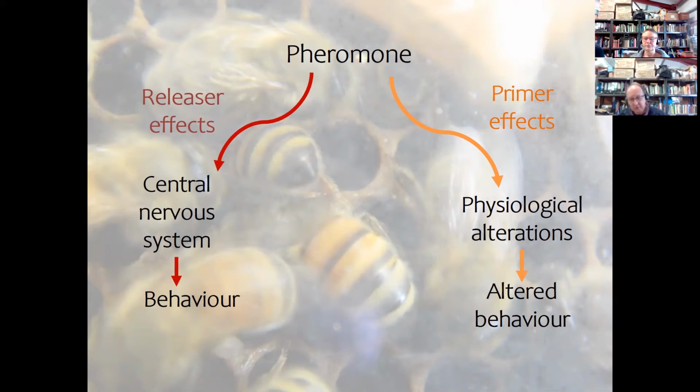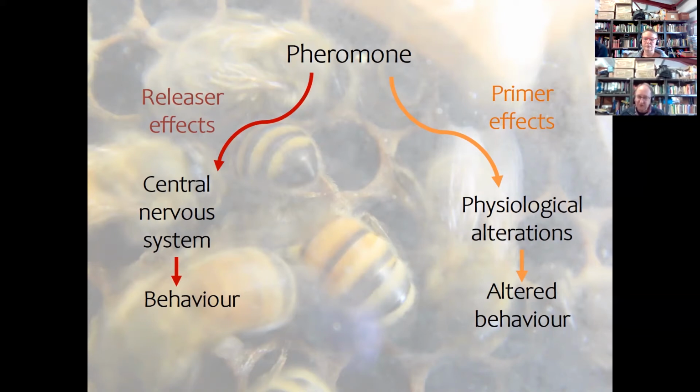On primer, that's a much more long-term thing. And as we'll see a bit later on, the queen exudes pheromones from all over her body, and they combine to produce what we like to call queen substance. And that queen substance has the effect of preventing the ovaries of the workers from developing. So that is a much longer term behavioral change.